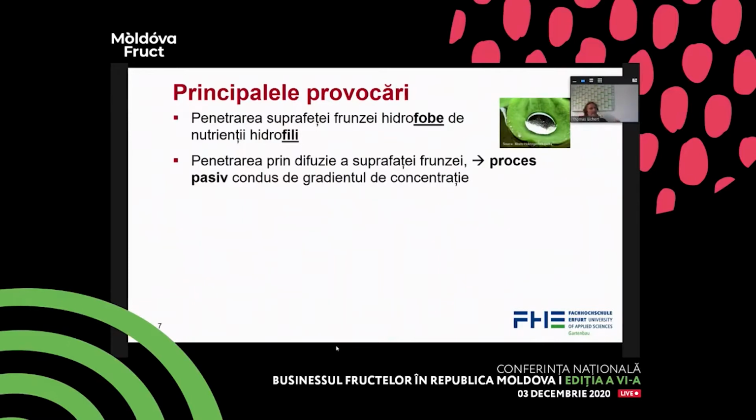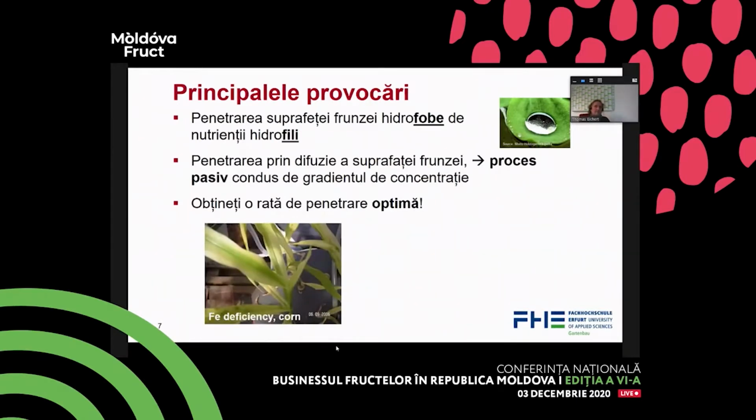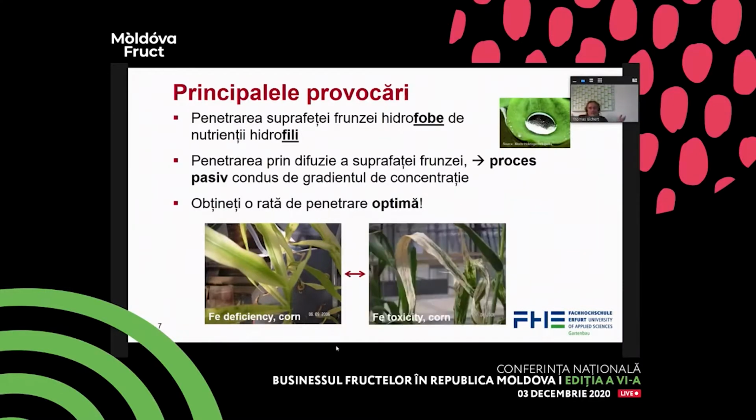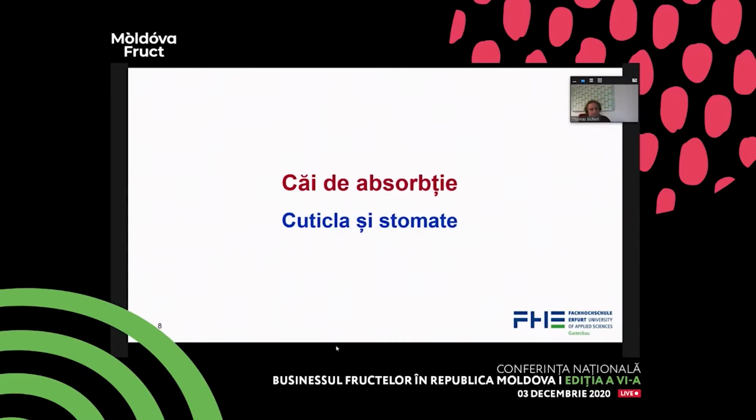And now the art of foliar fertilization is to achieve the optimum uptake rate. Optimum means enough to supply the nutrients to the leaves. So, example from my research: iron deficient corn, in that case it's not an orchard, it's corn. I applied iron chelates foliarly, and what I ended up with was iron toxicity. So there are many ways to do it wrong, and therefore it is important to know how it works.